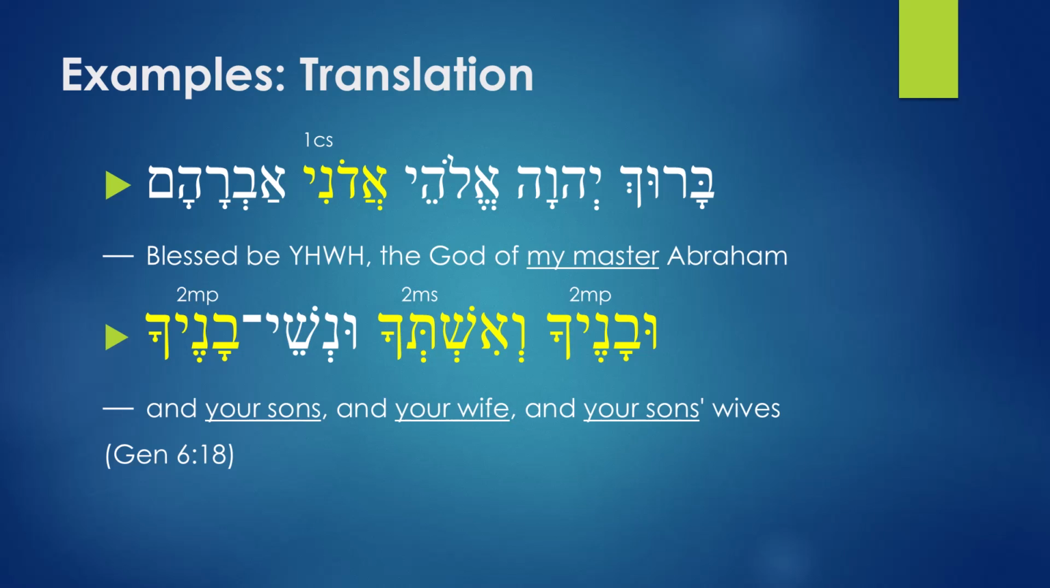Let's look at the second one. Now, this one I've already covered, but I've added another portion to it. The phrase says, Ovanecha veishtecha uneshe vanecha. How to translate this phrase? First of all, you can tell that this has a lot of nouns with pronominal suffixes. That cha at the end is a sign of a pronominal suffix.